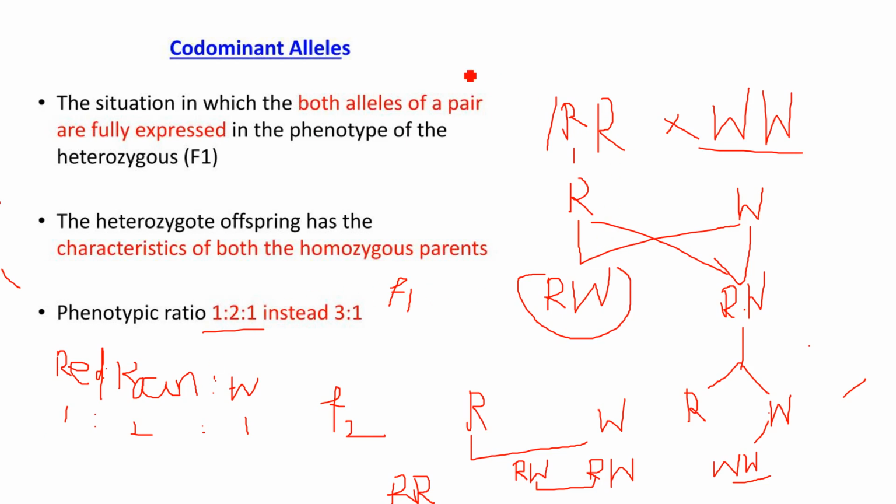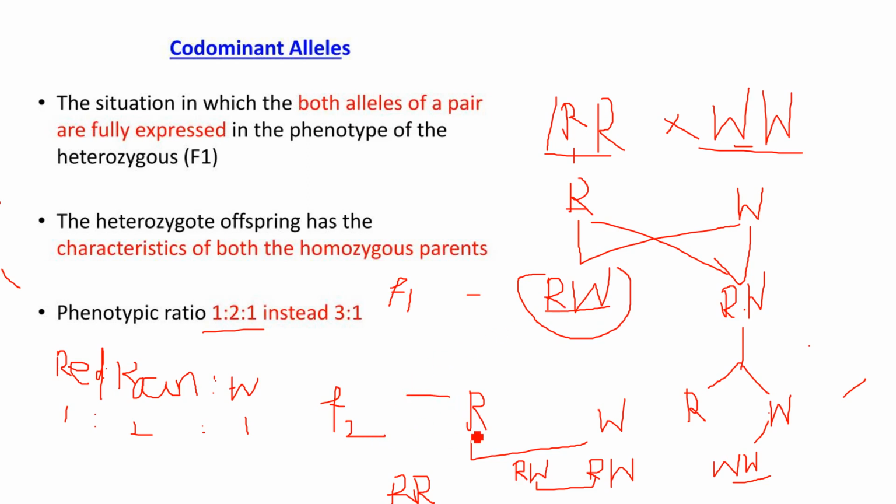the F1 generation. See here, dear student, this is the red color cattle, this is the white color cattle, and their gametes are R and W. When we cross them, in the F1 generation we get RW, that is, the red color also appears and the white color also appears, meaning both the colors appear in the F1 generation.